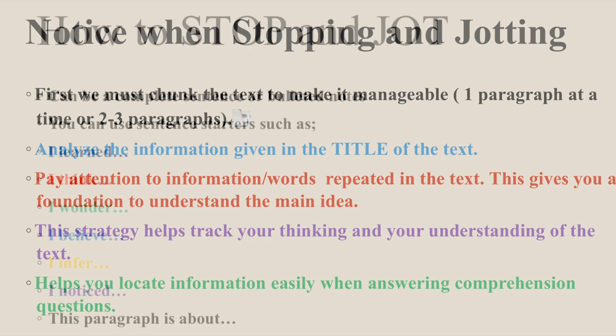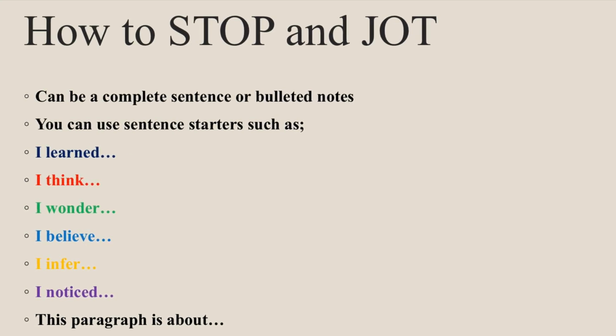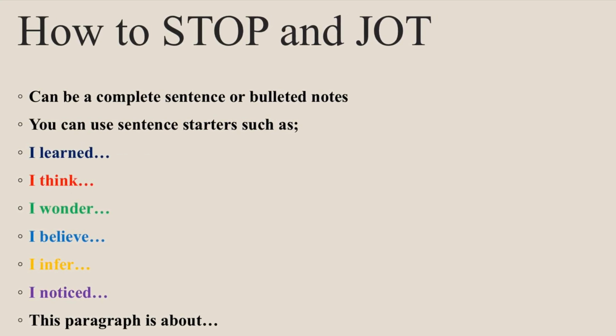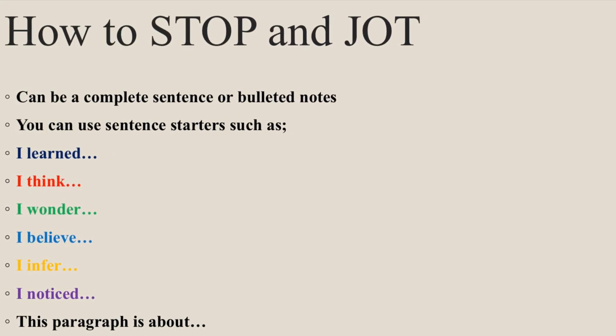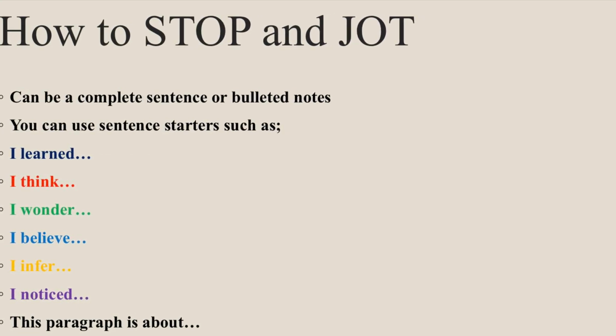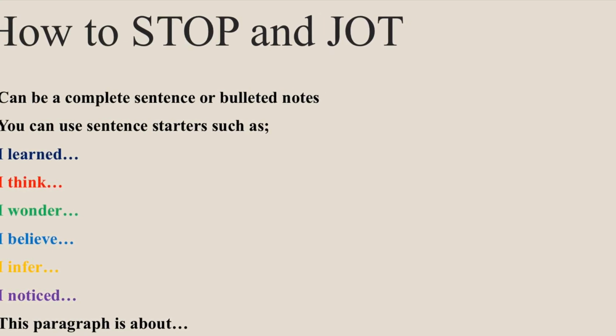So, how do we stop and jot? We can stop and jot by using complete sentences or bulleted notes. You can use these sentence starters: I learned, I think, I wonder, I believe, I infer, I notice, or this paragraph is about.